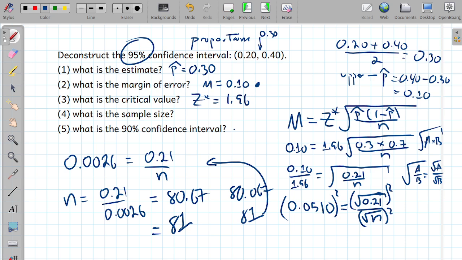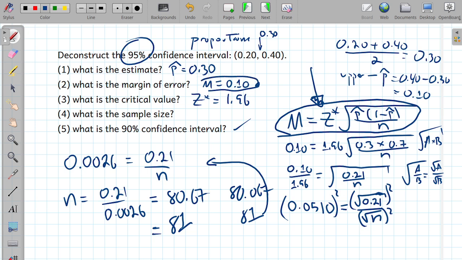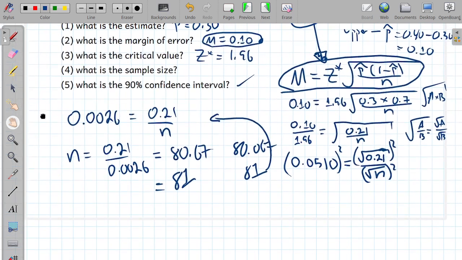Now, what about point number 5 here? What is the 90% confidence interval? Well, we can get that, again, from looking at this. The only thing that's going to change is the critical value. We know what the margin of error is. It's 10 percentage points. Changing the width of the interval as far as the percentage goes isn't going to make any difference. This is going to go to 1.645 now. That's the critical value.